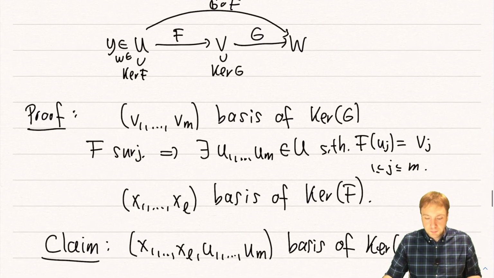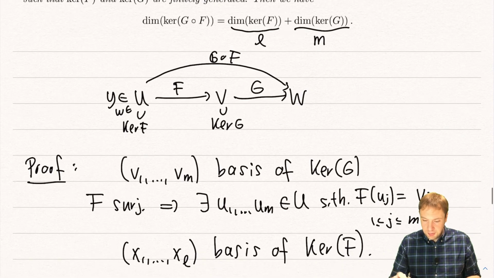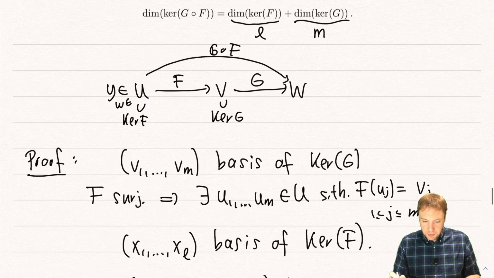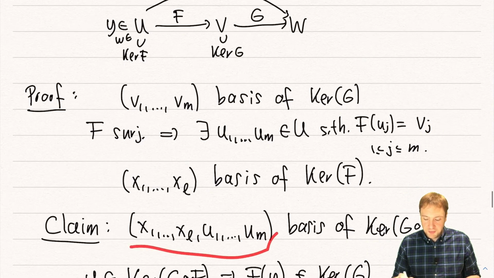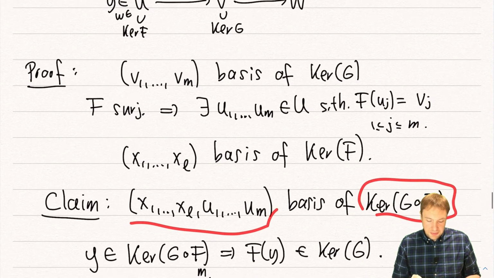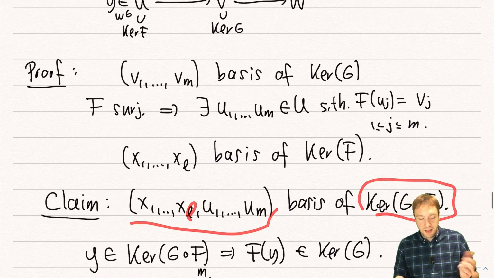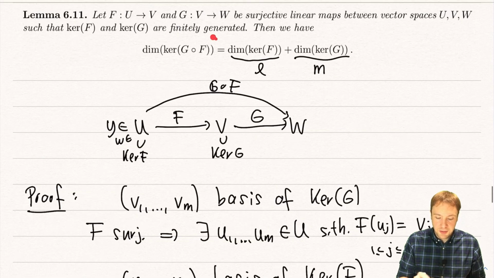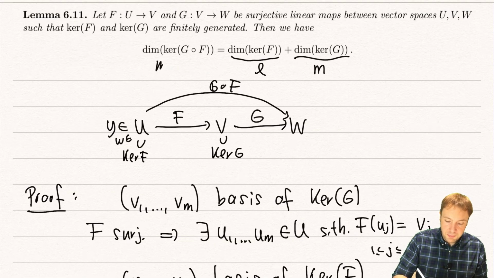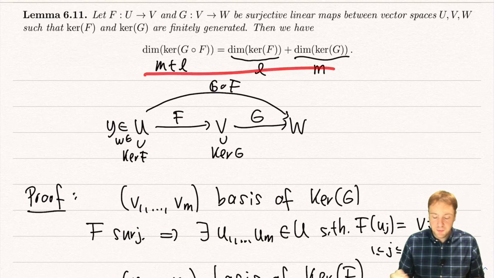Okay. And therefore we have a generating set of this space here. L plus m elements, they are linearly independent, and therefore they are a basis. And therefore the dimension of this here is also m plus L. And therefore m plus L equals m plus L.